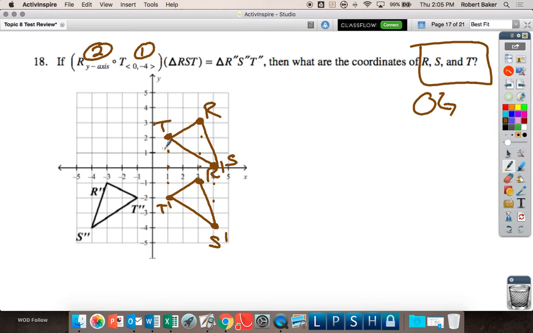On your test, it's only asking you for the location of 1 point. You don't have to do the whole figure. Undo a reflection for 1 point and undo a slide for 1 point.